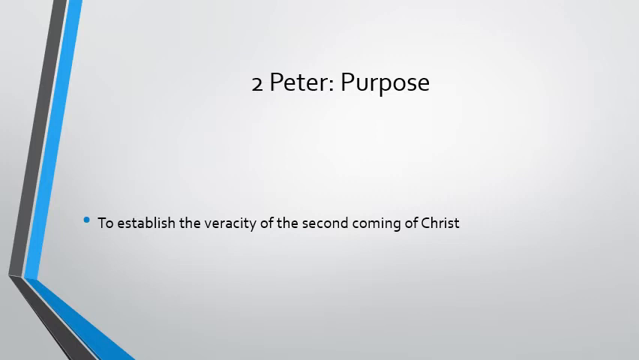Now, what's the purpose of 2 Peter? It's to prove that Jesus is coming again, and this makes an awful lot of sense. If this book is in fact written in the year 120 AD, that means that as many as 2-3, maybe even 4 generations of Christians have come and gone. 4 is probably a little bit high. Probably 2-3 generations.